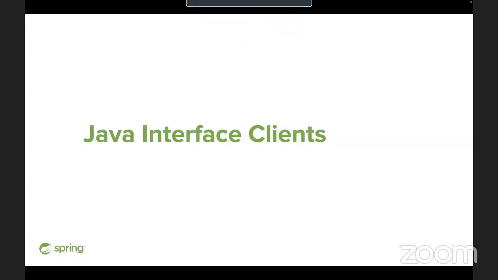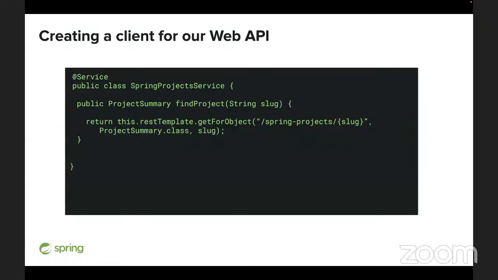The last feature for today's session is Java interface clients. So Java interface clients are meant to simplify how you build clients. And this is one of the examples, something that you may have to do, right? So you need to contact a service. You need to get the project summary, sorry, a Spring project summary from that service.